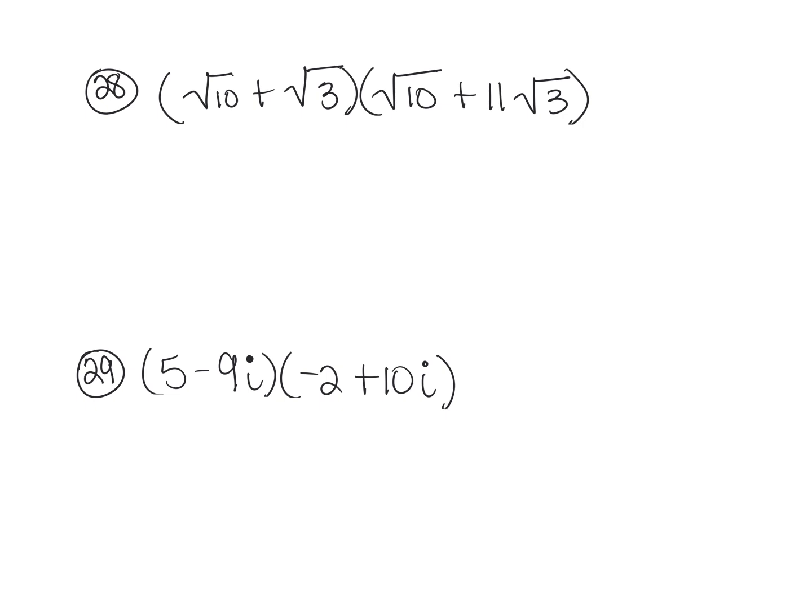28 wants us to multiply. So again, I have to multiply this times both of those, and then I multiply the square root of 3 times both of those. So the square root of 10 times the square root of 10 is the square root of 10 squared, or 100.